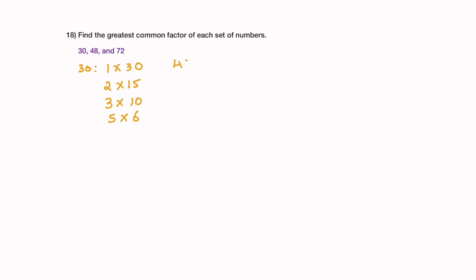Then we have 48. 1 times 48. It's an even number, so it's divisible by 2, right? So 2 times. This is easy to divide, so that's 24. And then 4 plus 8 is 12, so it's divisible by 3. So 3 times 16, times tables. And then 48 is divisible by 4 as well. And then not by 5, by 6, of course. Not by 7 and by 8. So 8 is already here. So we stop that process now.